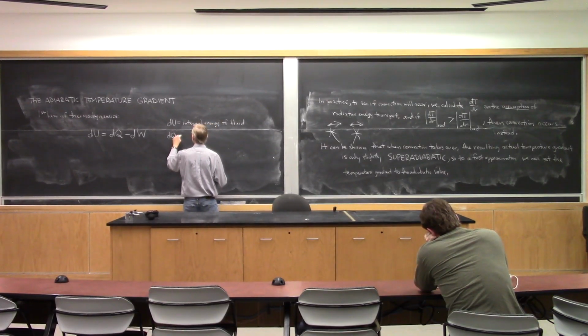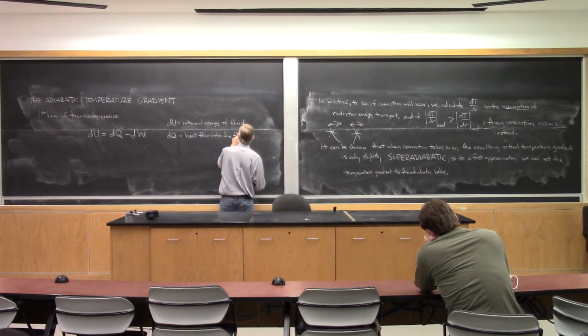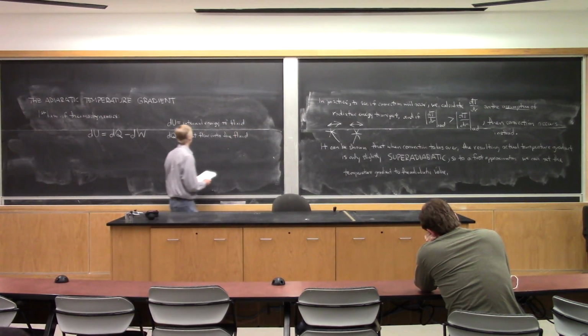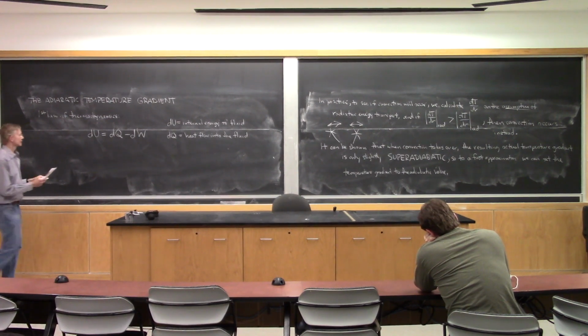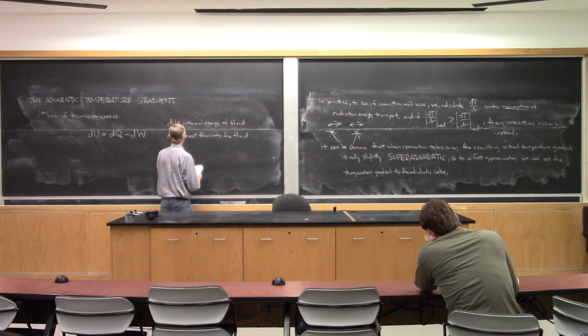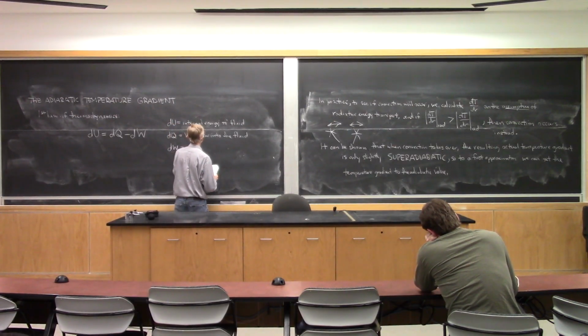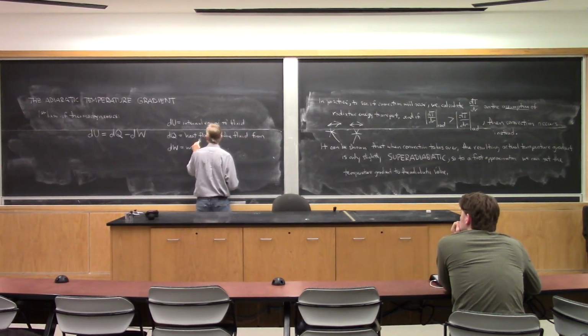dQ is the heat flow into the fluid. So if heat flows out of the fluid, dQ would be negative, in other words. And dW is the work done by the fluid on its surroundings. So into the fluid from the surroundings.